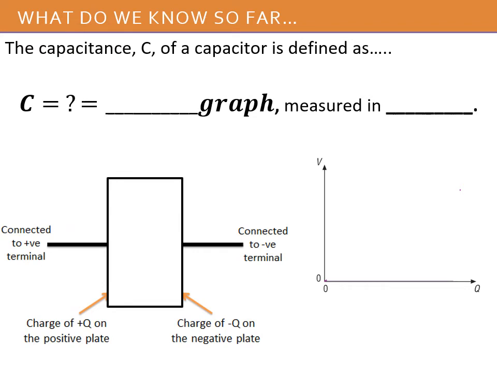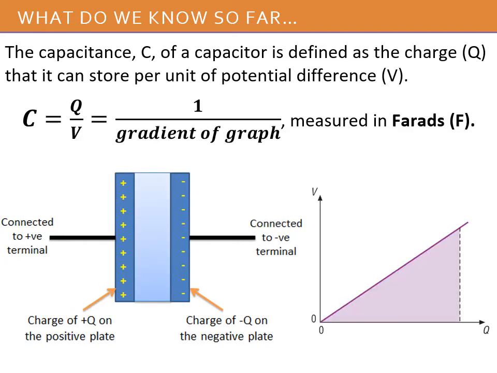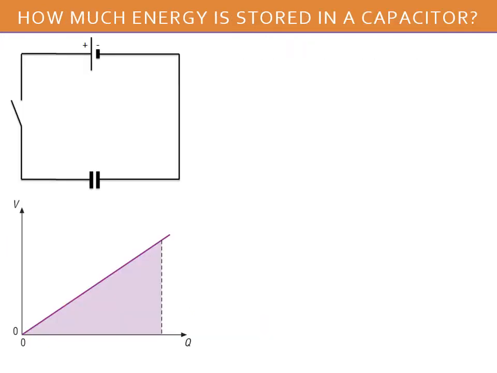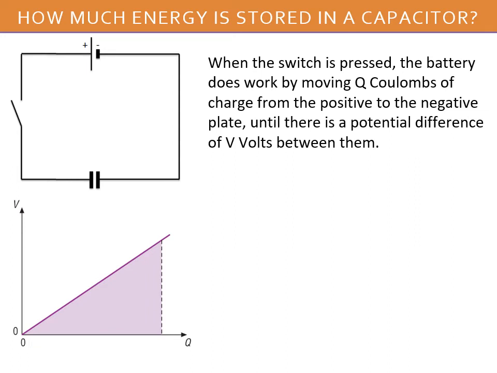So what do we know so far? We have seen the capacitance of a capacitor is defined as the ratio between the charge and voltage, and on the graph it is the gradient of the straight line. The unit is measured in farads. Now we want to know how much energy is stored in the capacitor. As I told you at the start, a capacitor is a device which is used to store energy electrostatically in the electric field. So we need to know how much energy is stored when the switch is pressed.